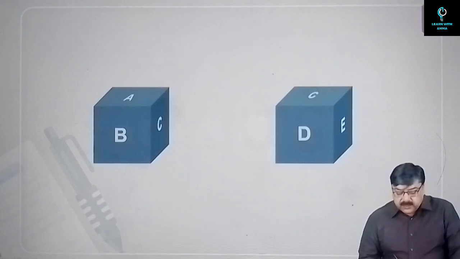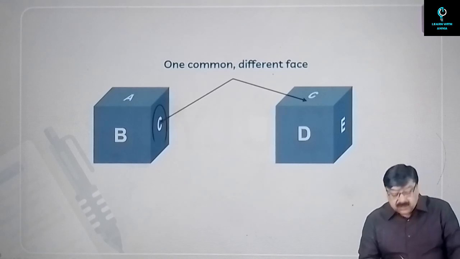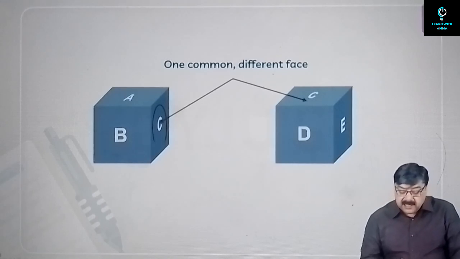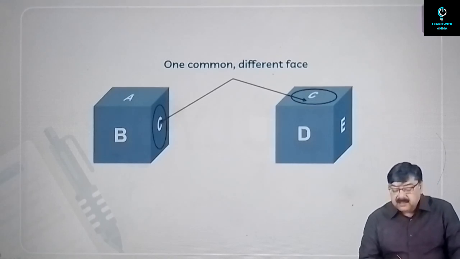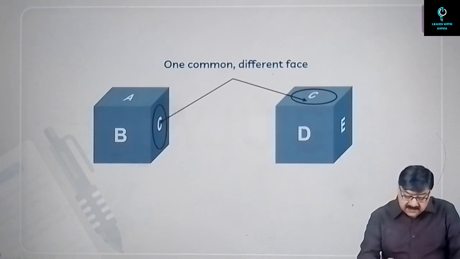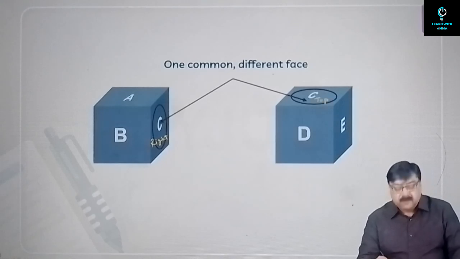Now in these two situations, do you see anything which is common? Is there any character which is common? Yes, there is. And which one is that? Well, it is C. And it is only one character which is common, but it is in different faces. Here it is in the right face in this diagram, and here it is in the top face.